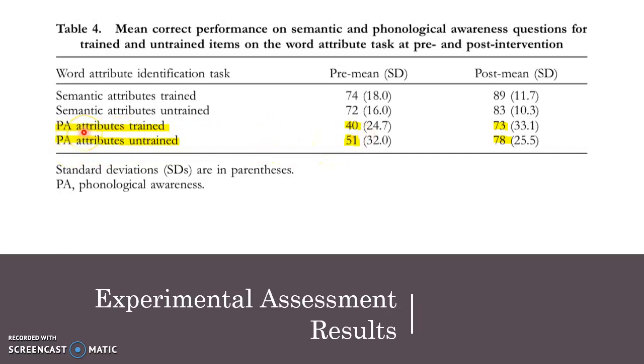And so for phonological awareness attributes, the trained ones, the pre-mean was 40 and the standard deviation was 24.7, post-mean 73, standard deviation 33.1. The phonological attributes for the untrained items, pre-mean was 51, standard deviation 32.0. The post-mean was 78, and the standard deviation was 25.5.